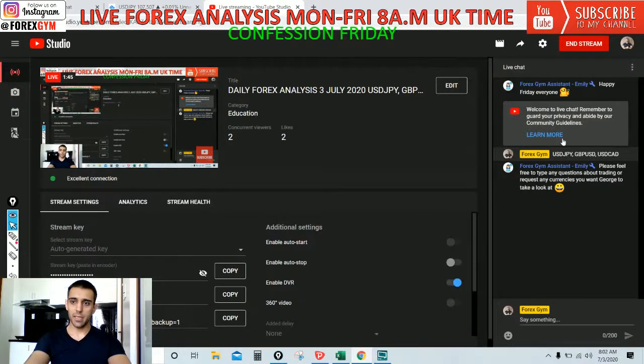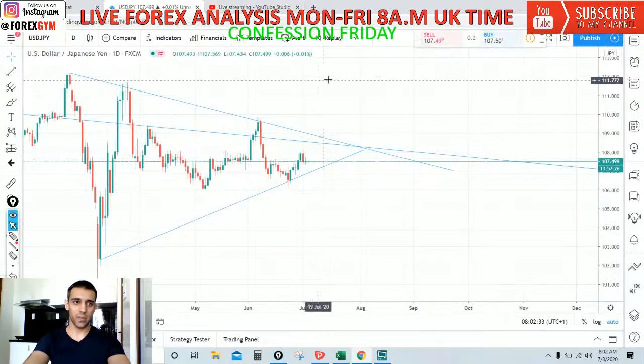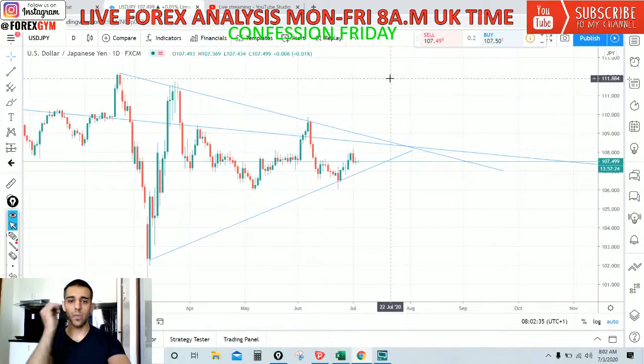Okay, so I'm going to start analyzing one by one: the USDJPY, British pound USD, and USDCAD. These are the 3 currencies I've pre-selected. I've already looked at them before going live, as I always do, looking for potential trades, but they don't look particularly like I want to trade any of them. So let's jump into USDJPY and start analyzing.